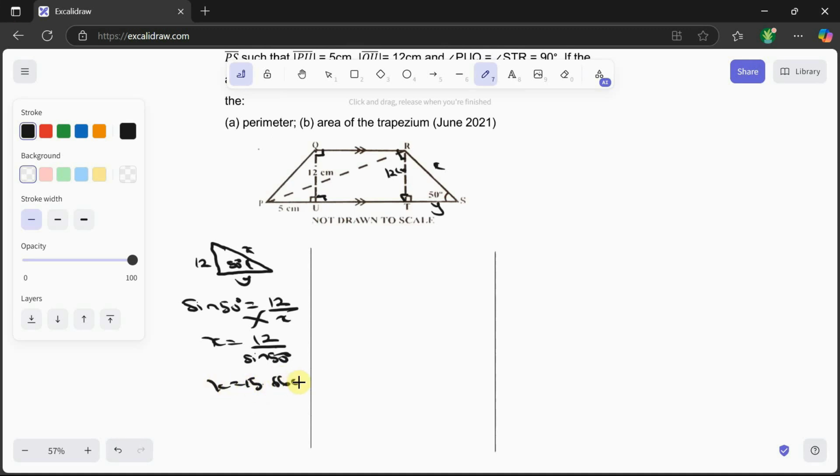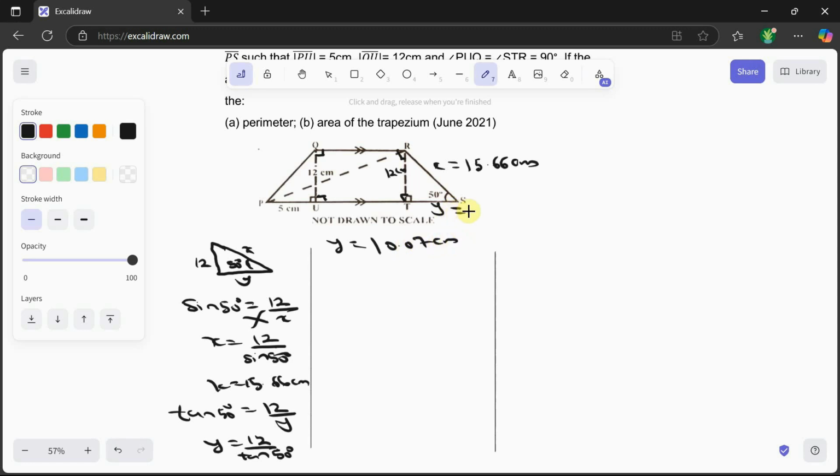15.66 centimeters. So this side here is 15.66 centimeters. Likewise, we can find our Y by saying adjacent and opposite. So adjacent and opposite is tan. So tan 50 degrees is equal to opposite, which is 12, over adjacent, which is Y. So our Y will be equal to 12 over tan 50 degrees. Let's point that to the calculator. So that will be 12 divided by tan 50 degrees, and that gave me 10.07. So Y is 10.07 centimeters.